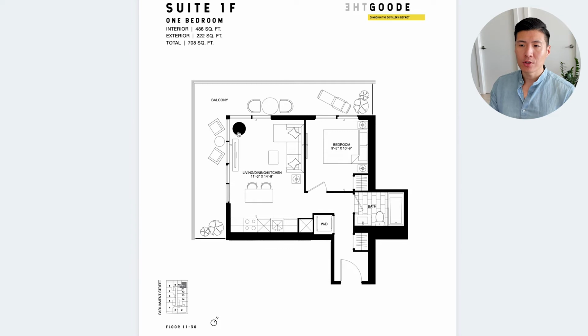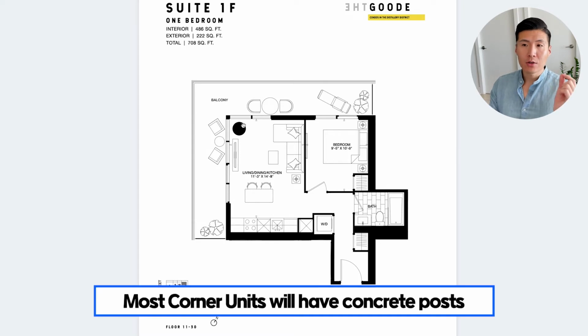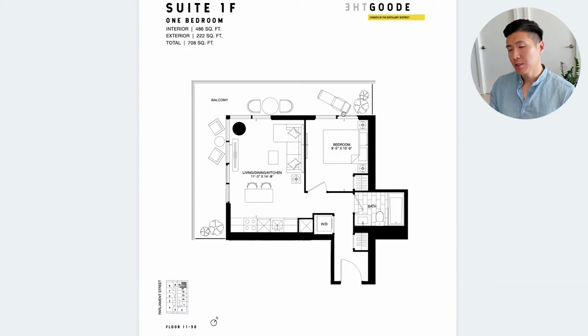Sometimes this post is integrated into the corner walls. Sometimes architects might choose an exoskeleton design, just like the one at Young and Bloor. This is something to consider. You will likely not see a concrete post in a non-corner unit, but in a corner unit, it is often seen at the corners of the living rooms, unfortunately. But it is what it is.